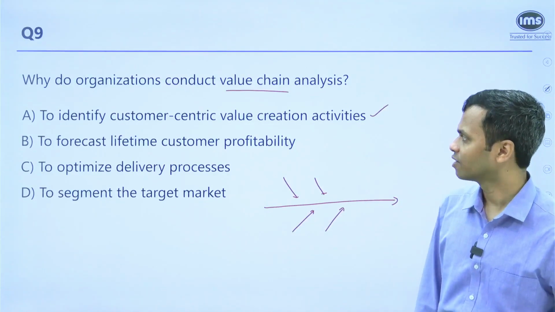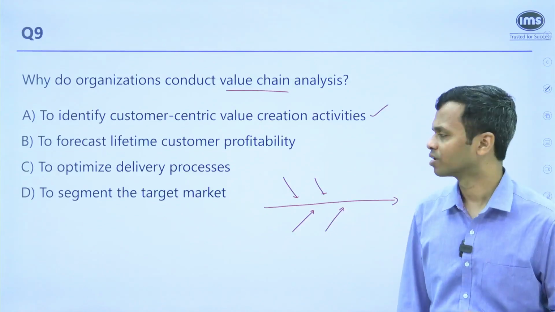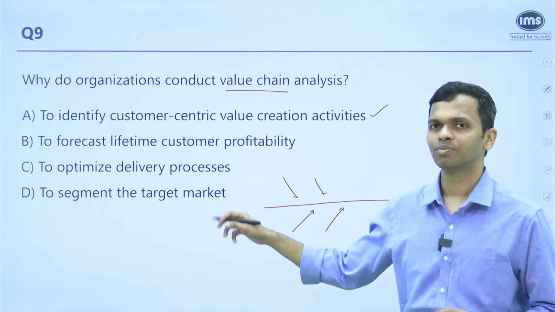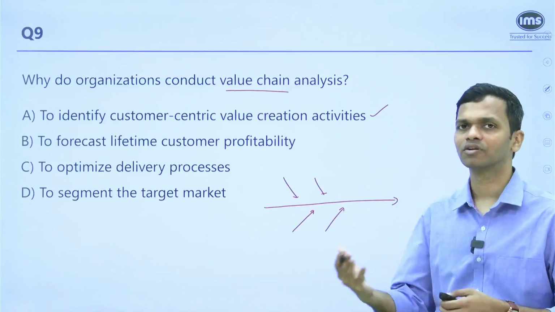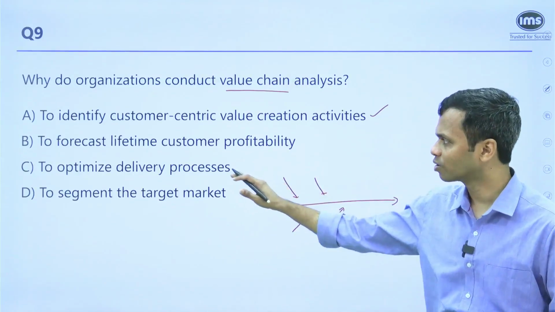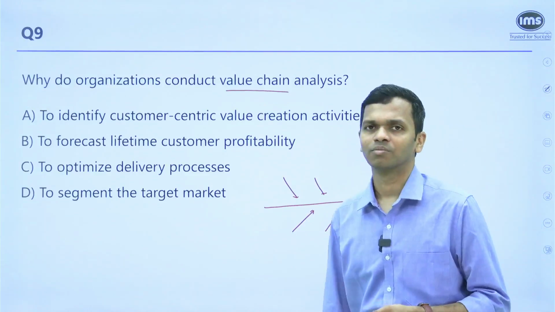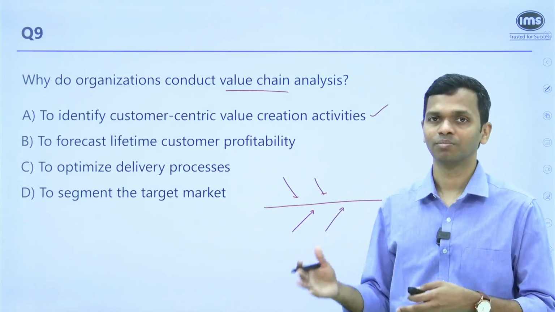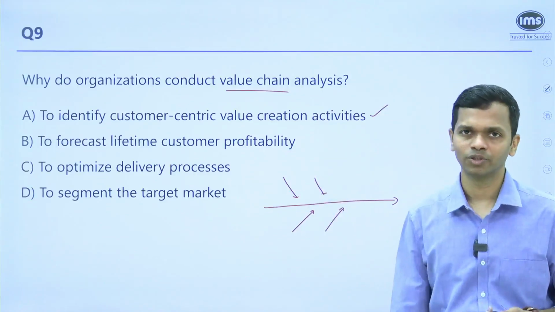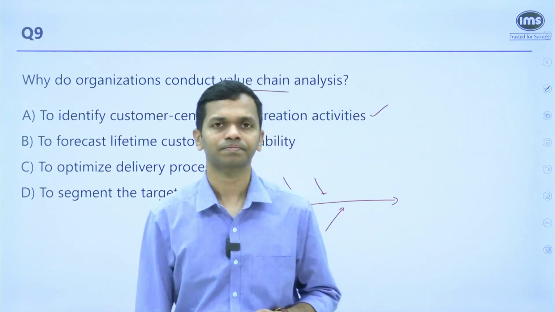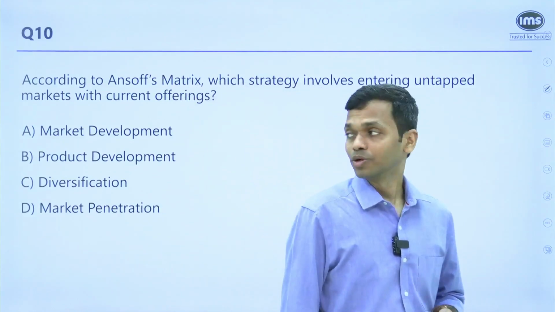To forecast lifetime customer profitability, not really, that's not the objective of value chain analysis. To optimize delivery process, delivery comes after the service or the product has been created, right? So that is why not right now. To segment the target market, this is a segmentation exercise. The last one essentially talks about segmentation. It is not value chain analysis. So the answer for the question is going to be option A. Let's move on to the next one.